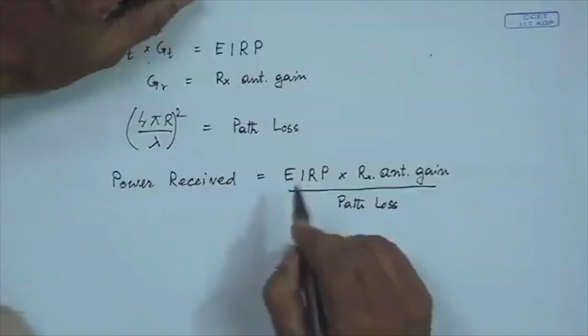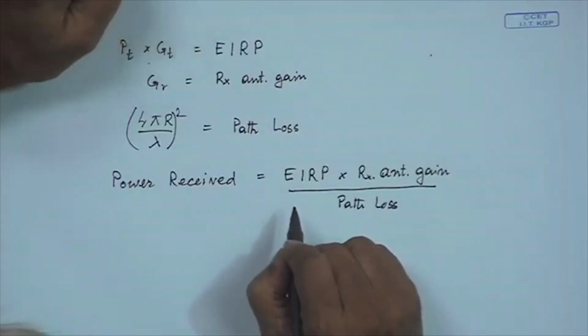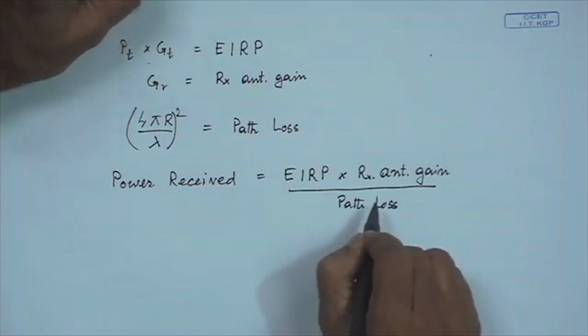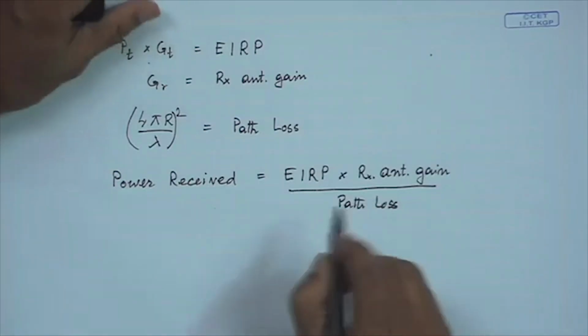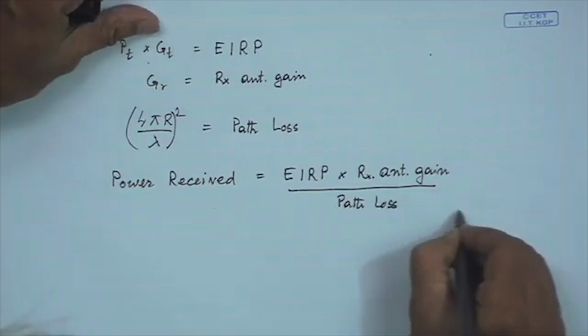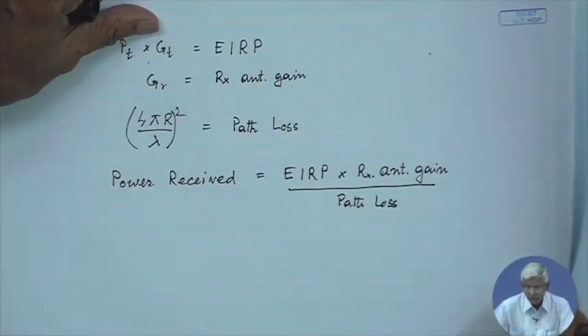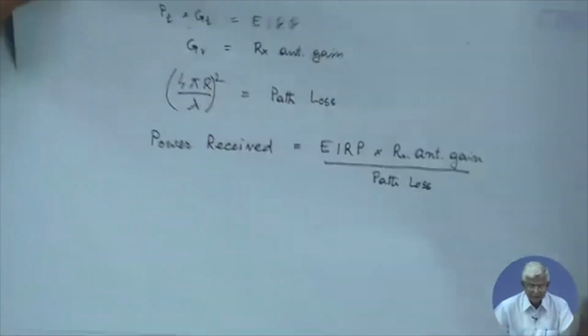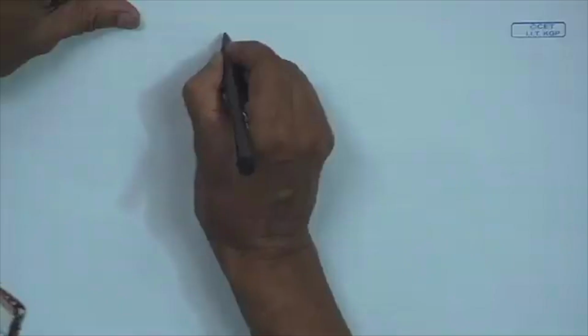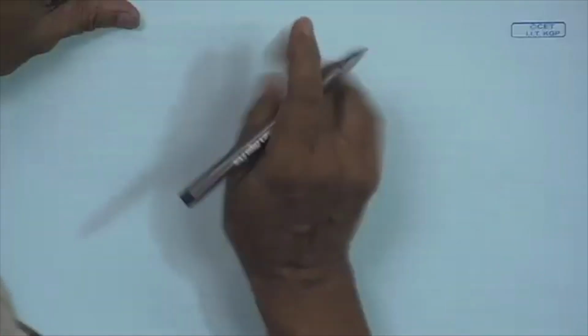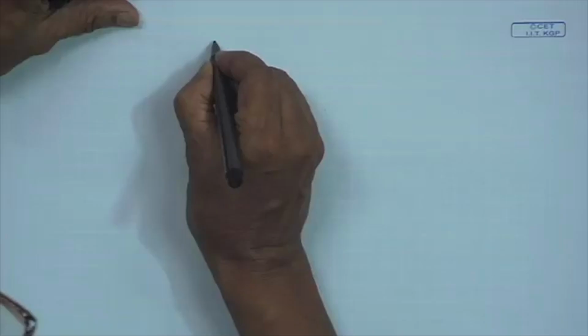Now, one thing we should also see is that this is quite an ideal condition. There may be other losses, and when the losses come, they will come in the denominator, so that the power received will be lower and lower. Let us see what are the possible other losses that can come. One, of course, is that we have assumed that the antenna is pointed, but the antenna may not be properly aligned. So, it is called antenna depointing loss.